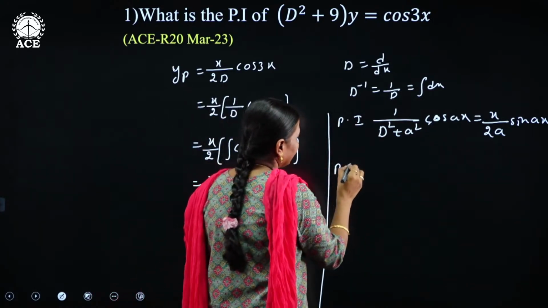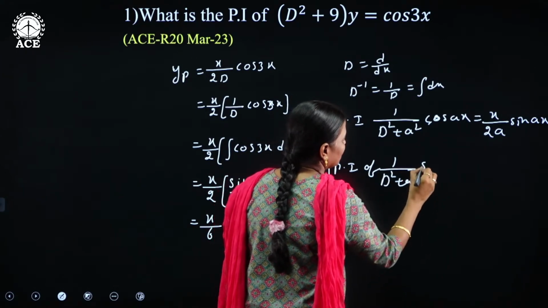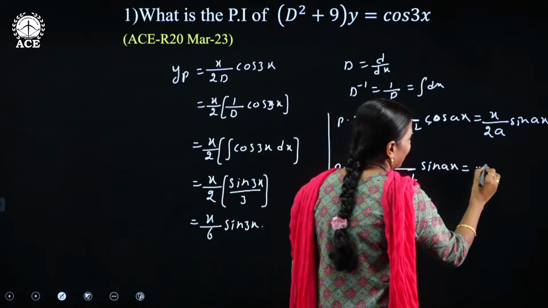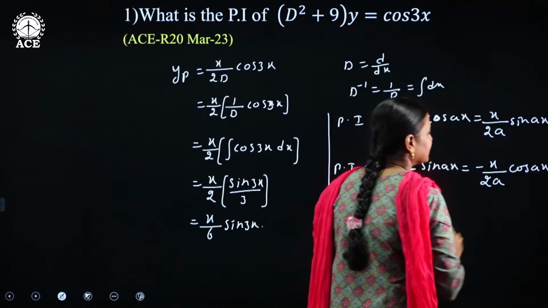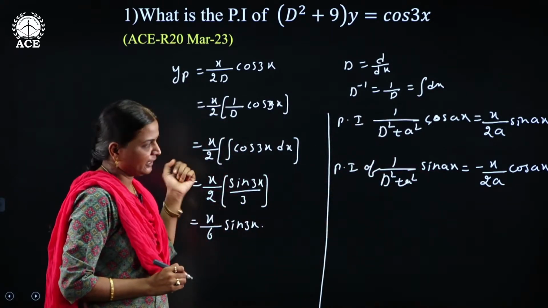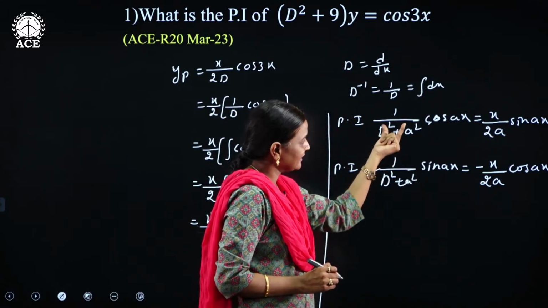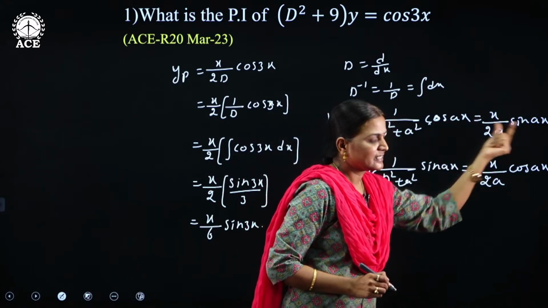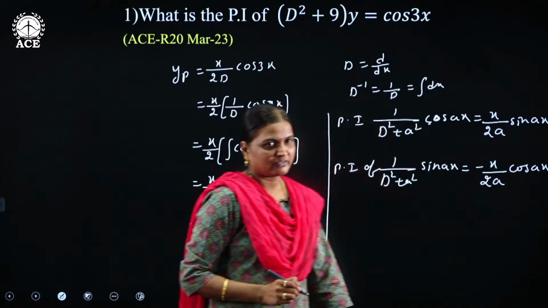Similarly, the particular integral of 1 by D square plus a square into sin ax is equal to minus x by 2a into cos ax. These formulas come from this derivation only. So the direct formula when the denominator is D square plus a square: when Q of x equals cos ax, it is x by 2a into sin ax. When Q of x equals sin ax, it is minus x by 2a into cos ax.